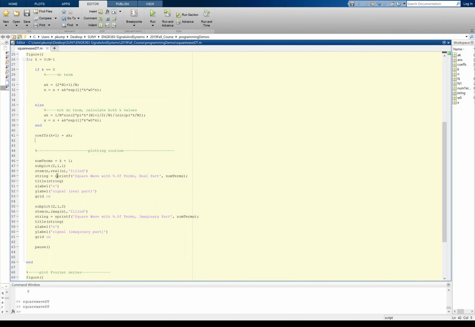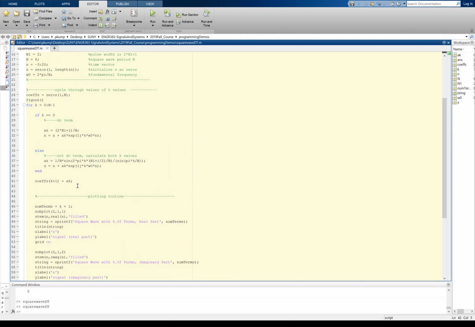And so we're going to plot the contents of the bowl as we go along. We're going to plot the real part and the imaginary part of the bowl as we move along, and then we're going to plot the Fourier series.